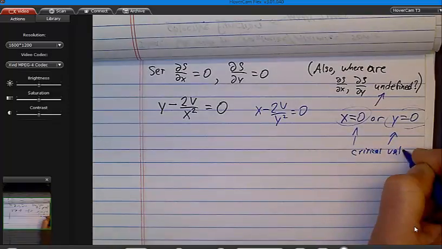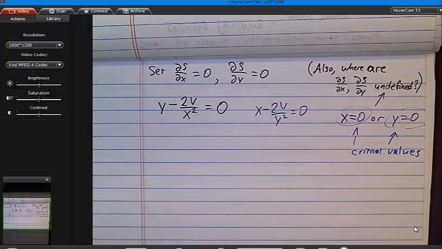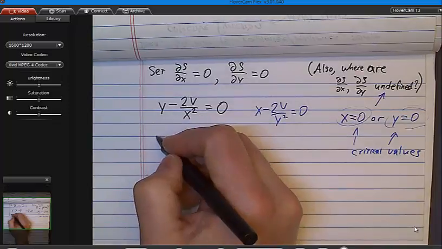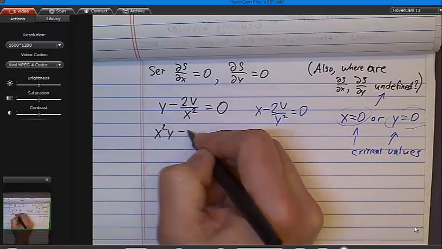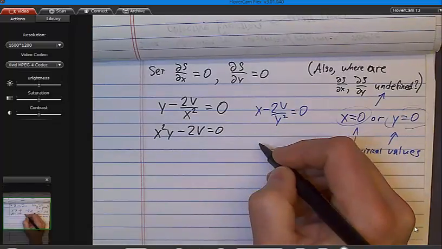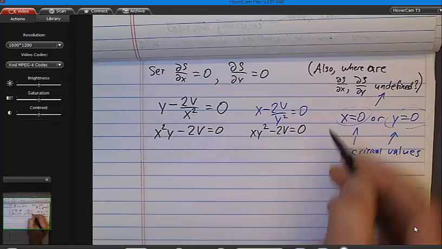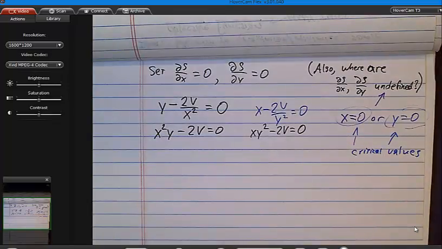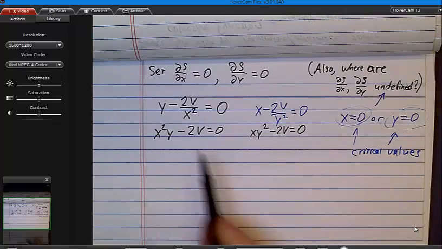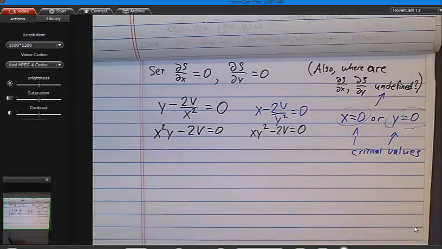But we're also going to get critical values here. Okay? So let me solve these equations. When I solve, I get x squared y minus 2v is equal to 0. And here I get xy squared minus 2v is equal to 0. Not quite the same equation, but close, right? I get a system of equations. I have two equations, and how many unknowns do I have? 2. So I'd be able to solve.